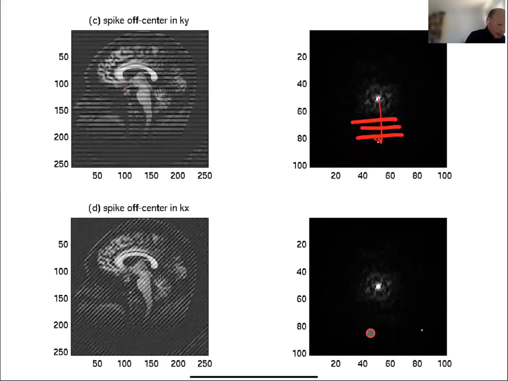And so we can play the same game. If we draw a line here and draw the perpendicular, then that means the artifact should be along that diagonal. And in fact, that's what the image looks like. These examples are just trying to give you a sense of what different parts of Fourier space are and how they contribute to your image.